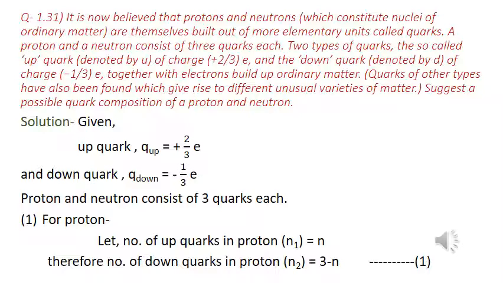In the solution it is given that the charge on up quark is equal to plus 2 by 3e and the charge on down quark is minus 1 by 3e. So proton and neutron consist of 3 quarks each as per the question. Therefore, for part 1, let the number of up quarks in a proton be n1, which is equal to n, and therefore the number of down quarks in a proton becomes 3 minus n, since there can be 3 quarks in a proton.